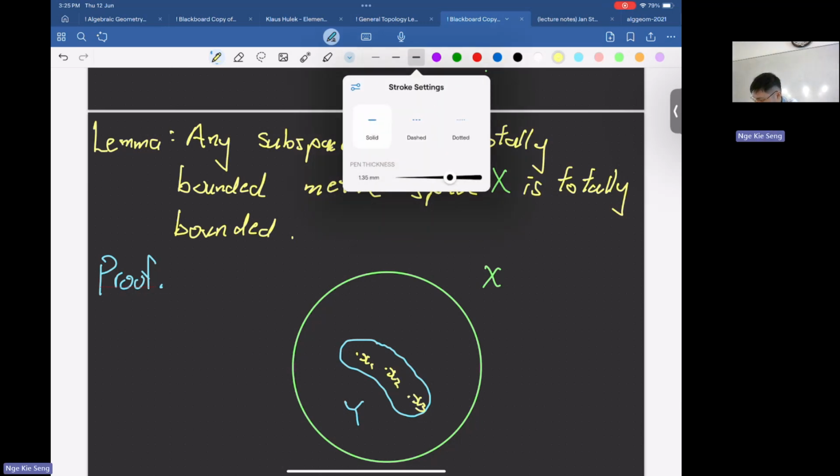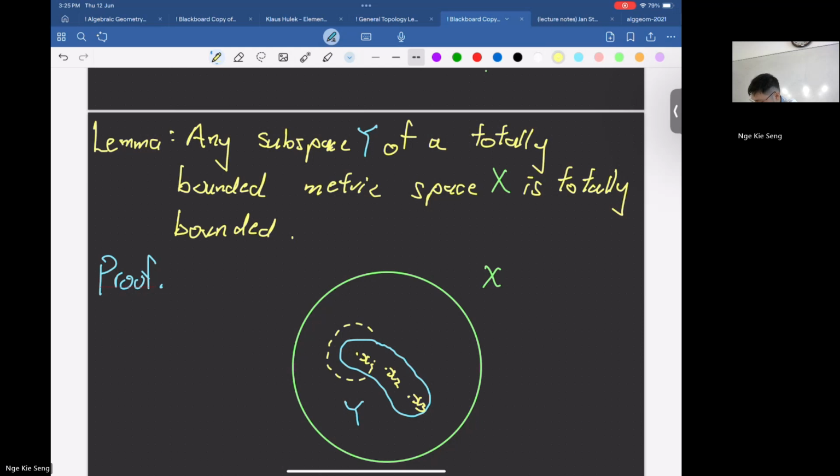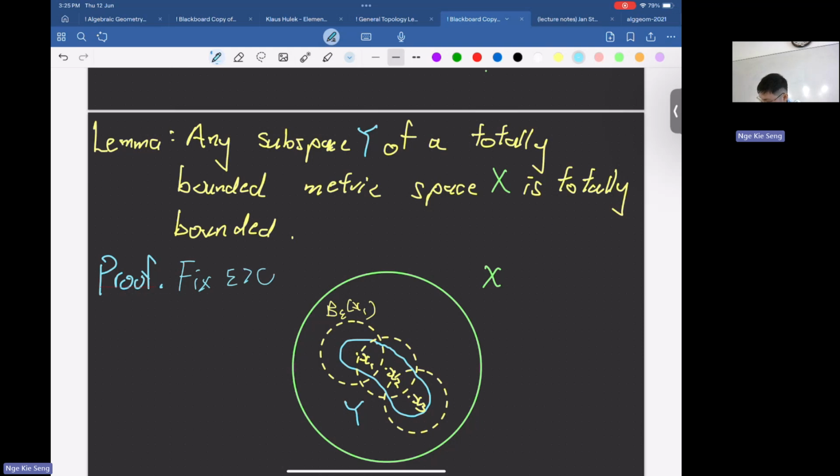Then there are balls, coming from the finiteness condition, that can cover our Y like that. We surely can do this because X is totally bounded. So let's name this ball B_epsilon(x1), so we fix it. Then this one B_epsilon(x2) and B_epsilon(x3).